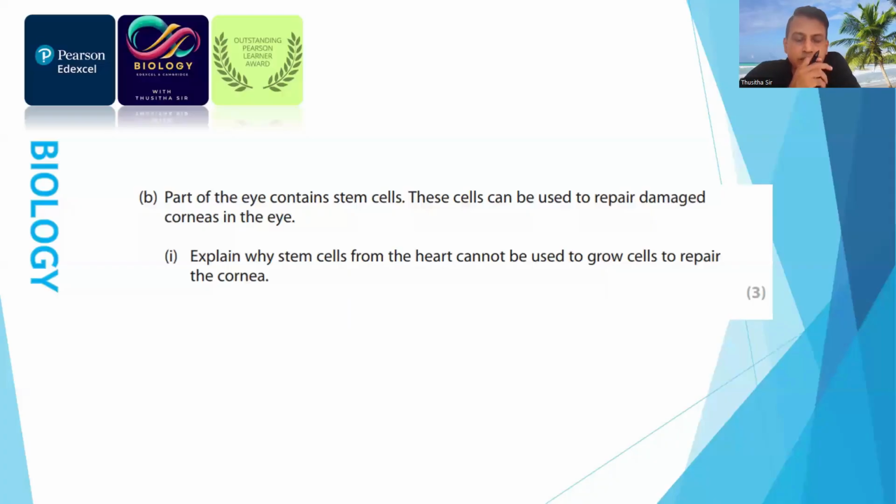The next question: part of the eye contains stem cells. Okay, so the eye also has stem cells. These cells can be used to repair damaged corneas in the eye. Explain why stem cells from the heart cannot be used to grow cells to repair the cornea.